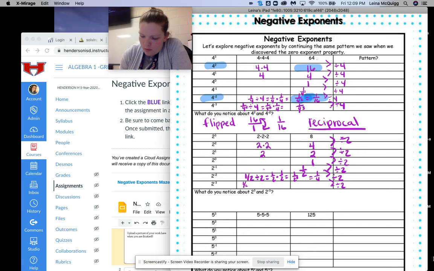So we have 1/4 divided by 2, or I'm going to go ahead and write that as 1 over 2 squared divided by 2, which is 1 over 2 squared times 1 over 2, which is 1 over 2 cubed, and 1 over 2 cubed is 1 over 8. So what do we notice about 2 cubed, which is 8, and 2 to the negative 3, which is 1 over 8? Again, it's the reciprocal.